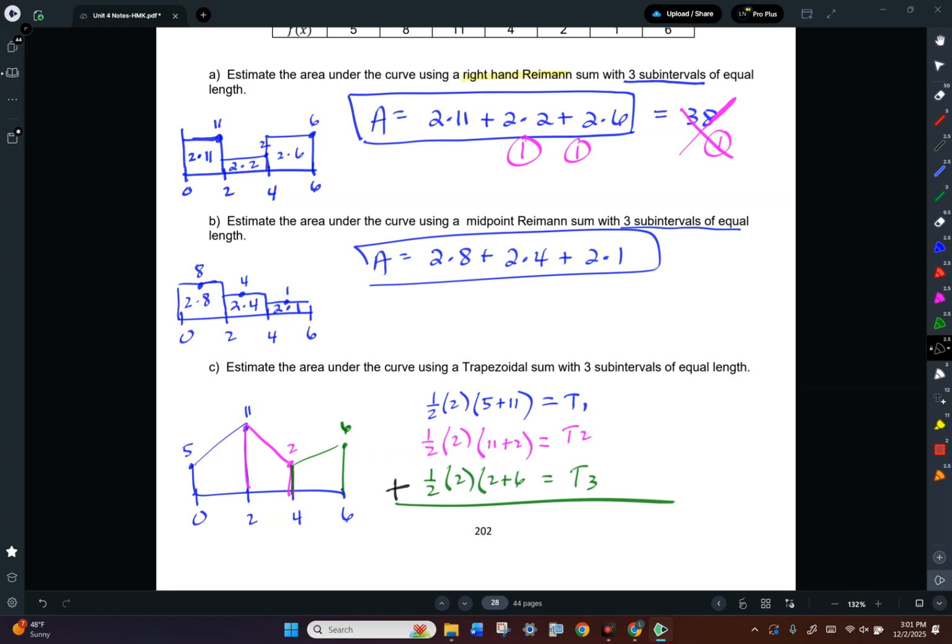Okay, so how about if I do this? I'll put the 1/2 out in front and the 2 out in front. And then the first trapezoid was the 5 plus 11. And the second trapezoid was the 11 plus 2. And the third trapezoid was the 2 plus 6. Now, did I have to add up to get the 16 and the 13 and the 8? No, I didn't have to. But it was fine to do that. It was just easier to write since I had already shown the addition up above. Okay.